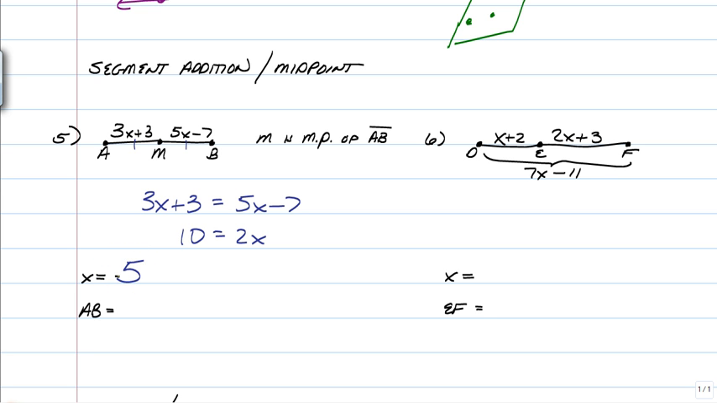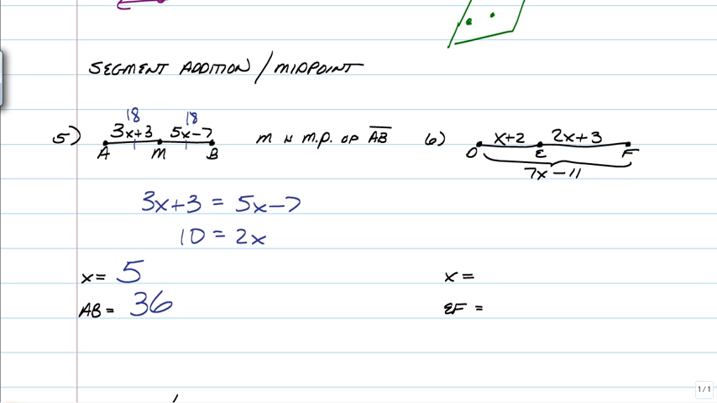You also need to substitute it back in to find the length of AB. So you substitute it back in. And 3 times 5 is 15, plus 3 is 18. And then you can also check it again. 5 times 5 is 25 minus 7 is also 18. Just to make sure you did it correctly, you should get the same on both left and right, which means AB is 36. Next example.